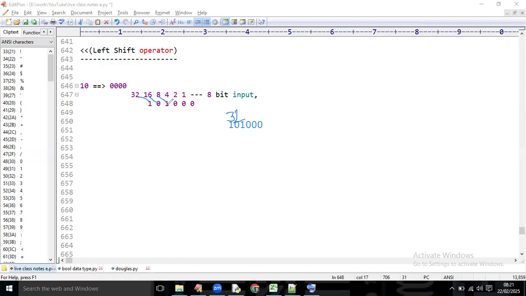Okay, so these ones will, and the zeros will move to the left side. Here I need to represent one more value, that is 0, but we don't need to consider that one. For 32 it is 1, for 16 it is 0, and for 8 it is 1. So 32 plus 8, what will be the output of 32 plus 8? 40, right? So 32 plus 8 equals 40. The output will be 40. Let's see it practically.